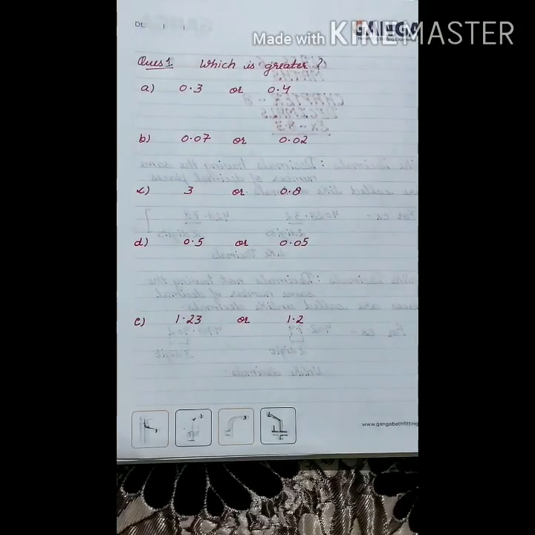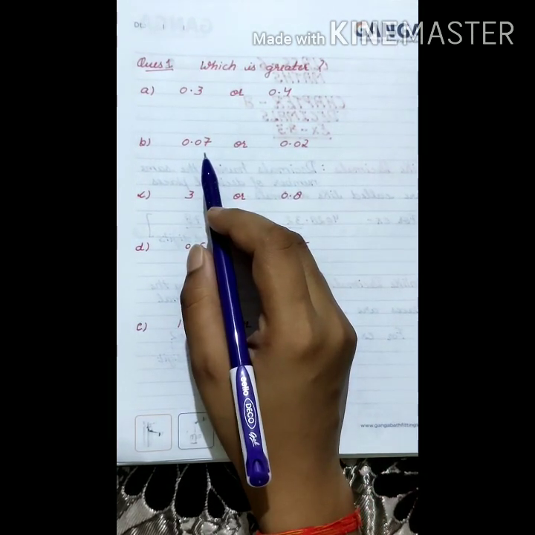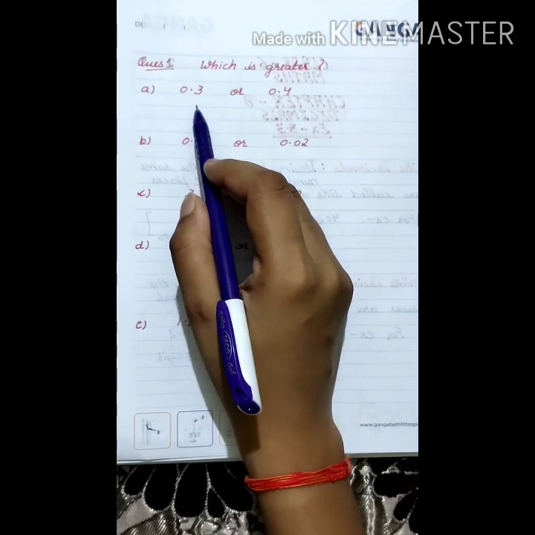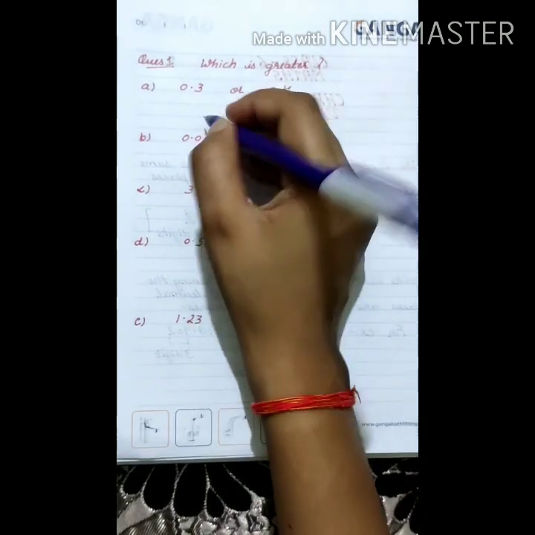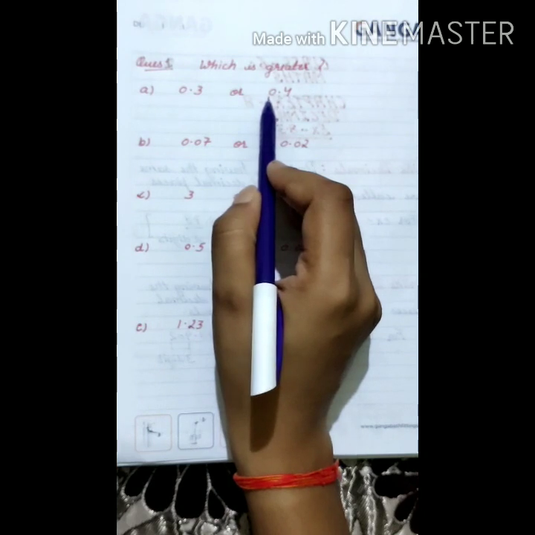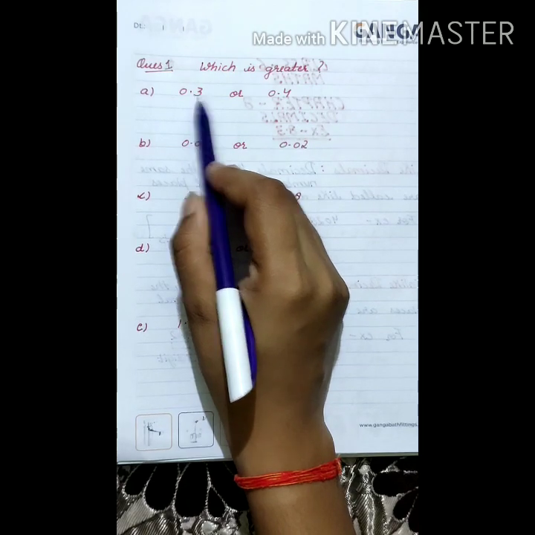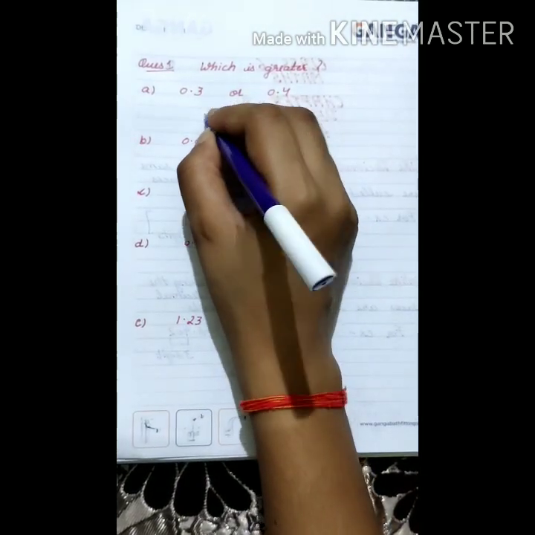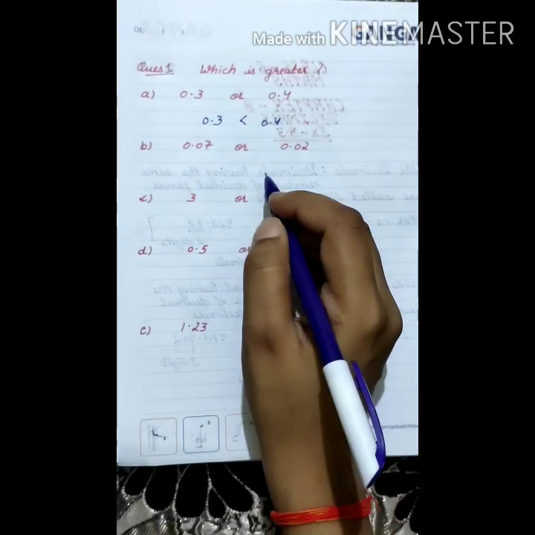Let's understand question number 1, which is greater. In this question, we have to compare these two numbers to find which is greater. First part, 0.3 or 0.4. Before comparing, we have to convert them into like decimals. In this part, we have one digit to the right of the decimal point in both numbers. That means they are like decimals. So we have to compare them one by one. Firstly, we will compare the whole part. Both numbers have 0, that means they are equal. Now we will compare the decimal part one by one: 3 and 4. 4 is greater than 3. That means in both numbers, 0.4 is greater than 0.3.